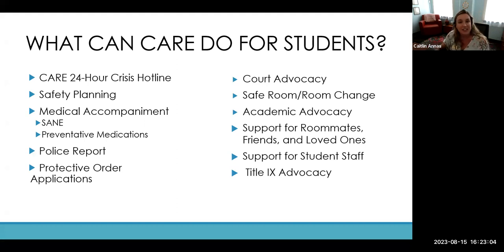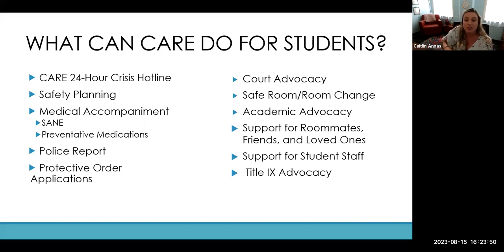We want to let you know what advocacy services are available, even if maybe not all of these apply to situations such as harassment. So we do have a 24-hour crisis hotline. We also do consultations with folks to explore different resources that are both available on campus as well as off campus. We offer safety planning to make sure that people are feeling both physically and emotionally safe in upcoming situations. We can also accompany students or anyone really to medical appointments. That could include a SANE exam, also known as a rape kit. And we can also accompany folks to the Student Health Center to get preventative medications for STI or pregnancy.